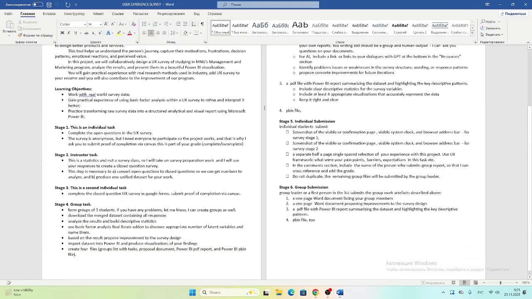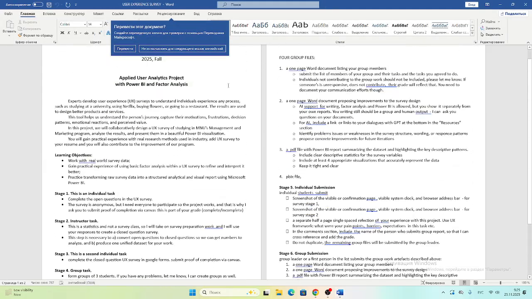So this is the description, the formal description. Basically, what we do here is use Power BI and factor analysis and place it in the context of user experience or user analytics. Usually when we talk about processes, services, and products, we talk from the point of view of the manager. Manager wants this, and manager wants that. CEO does this, and CEO does that.